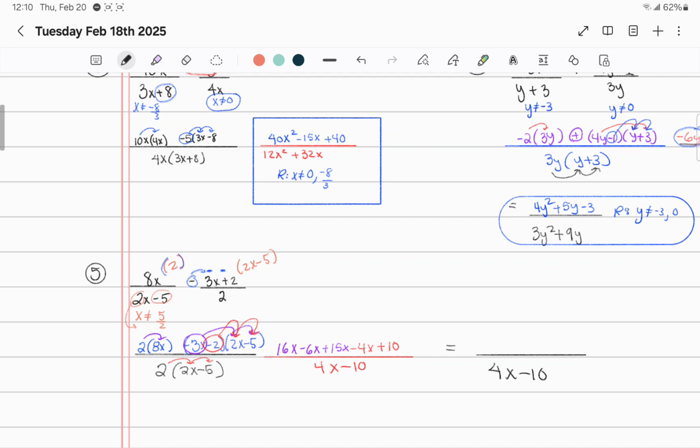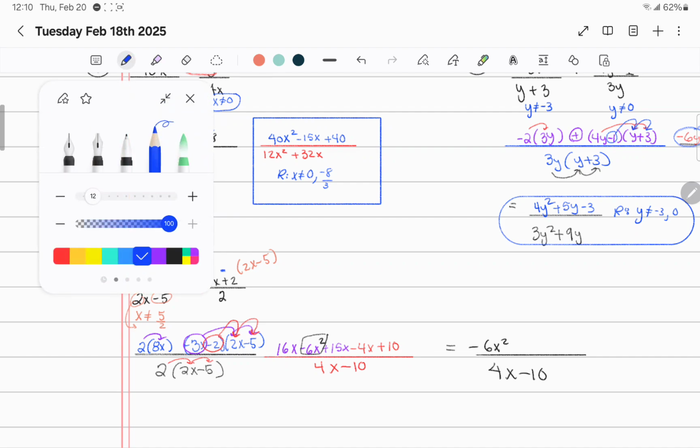Negative 3 times 2. Negative 3x times 2. Ah, that's the x squared right there, actually. That should be squared. Negative 3x times 2x is negative 6x squared. And then the positive 15, and then negative 2 and 2 is 4, and then, okay, yes. Sorry. So we do have one that has an x squared, so this would be negative 6x squared.